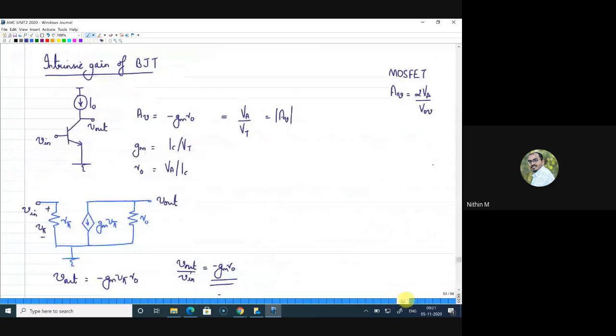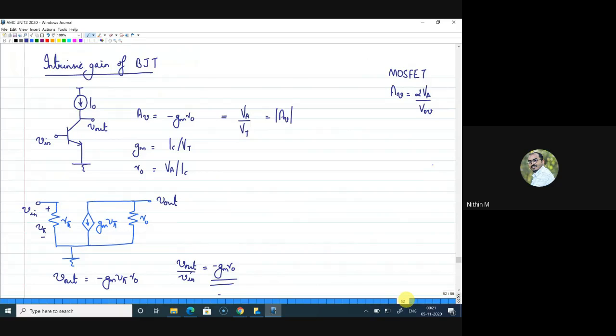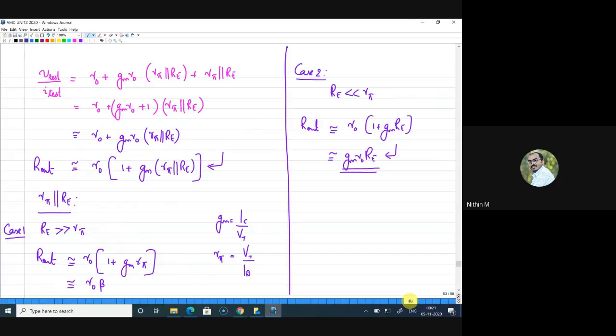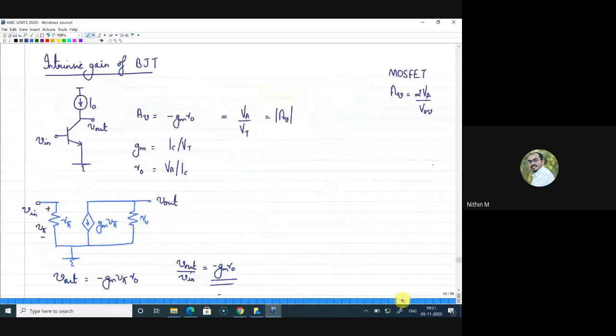First, we started with finding the intrinsic gain of the BJT, and we understood that the intrinsic gain is close to minus gm r naught, or if I write it in terms of early voltage, it is VA by VT. We did a comparison with the MOSFET also. After that, we looked at the common emitter amplifier.